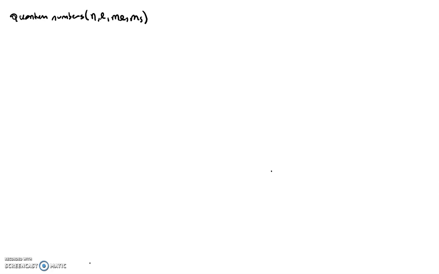Alright, in this video we're going to talk more about quantum numbers, and then we're going to do several problems. So we've got 4 quantum numbers. The principal quantum number is called n. We've got the L number, that's the shape of the cloud, and then we have ML, which is the direction of the cloud, and then MS is going to be the spin of the electron.